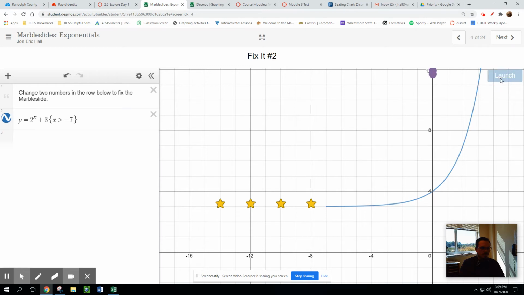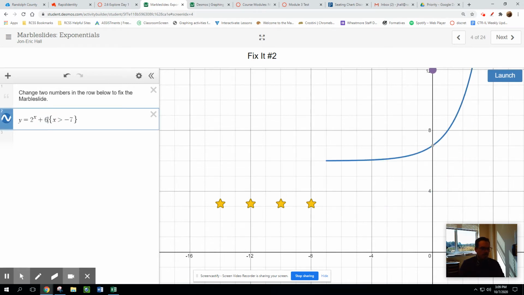Let's try this. First of all, there we go. Not quite, right? So don't change this -7. How about we move it up just a touch? How about a 6? Or maybe what we can do is change this to a 5.